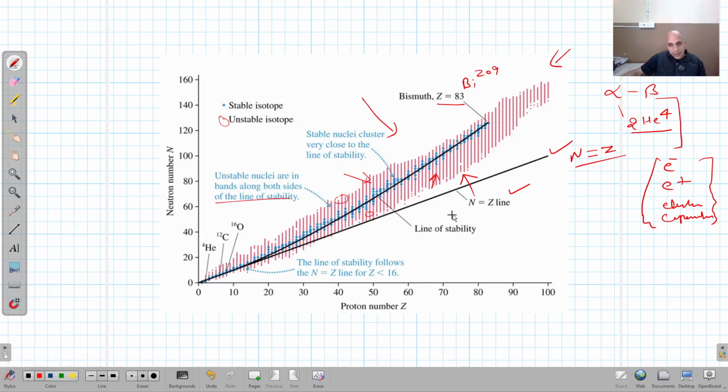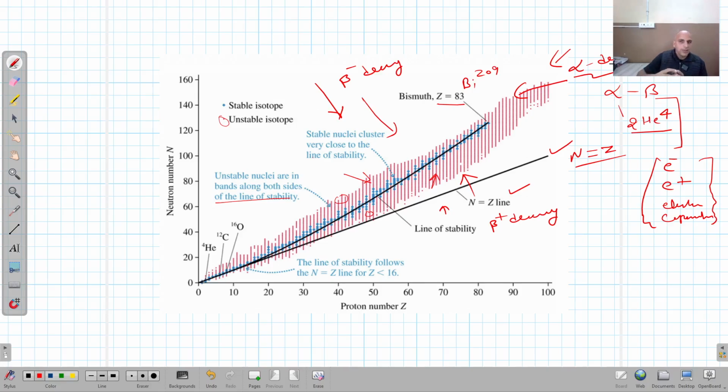If the nuclei is on this side, you can see, then it can come toward this side by undergoing a beta positive decay, right? But if the nuclei is on this side, then it can come toward this side by undergoing a beta negative decay. Similarly, if the nuclei is present here, then it wants to come toward this side, so it will undergo alpha decay, right?